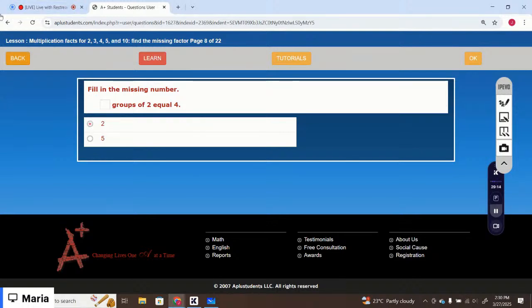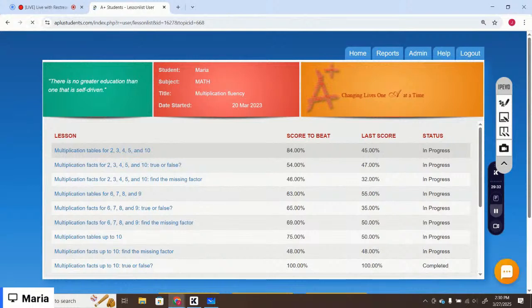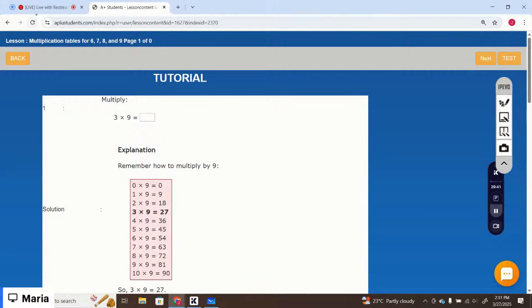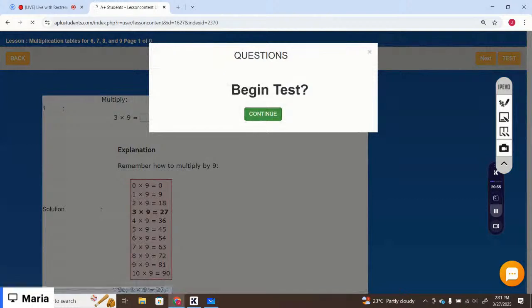Okay, you can complete the lesson by yourself. Everything, let me just move on to the next lesson. That is multiplication fact tables for 6, 7, 8, and 9. But let's just start with the test questions.